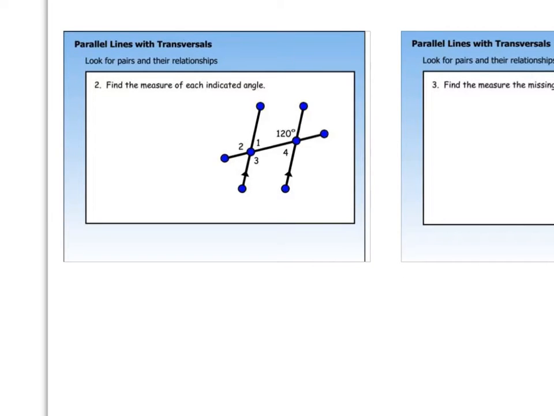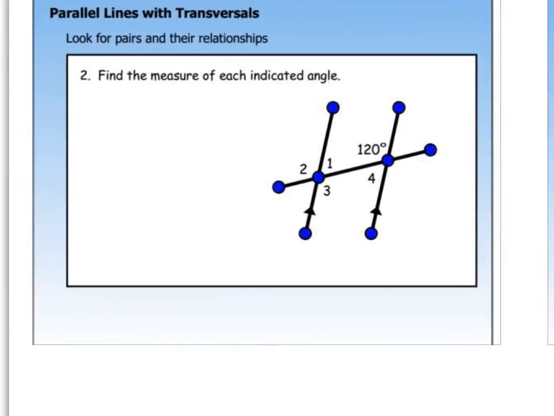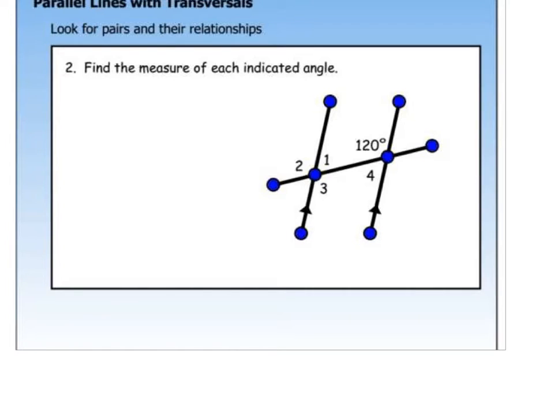Alright, I want to find the measure of each indicated angle. So here it looks like I'm given that this angle is 120 degrees. I can really start with any of these missing angles. I'm just going to choose to start with angle 1. So what do I know about that angle 1 and the 120? What type of angles are those? These are same side interior.